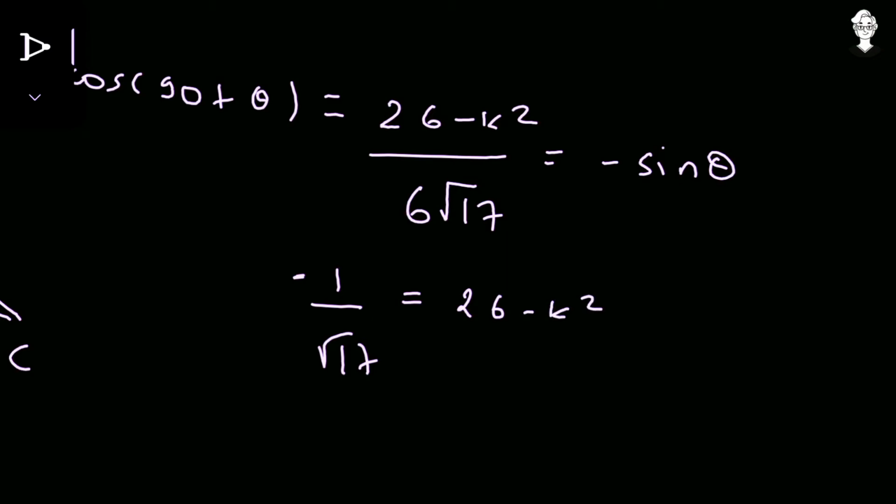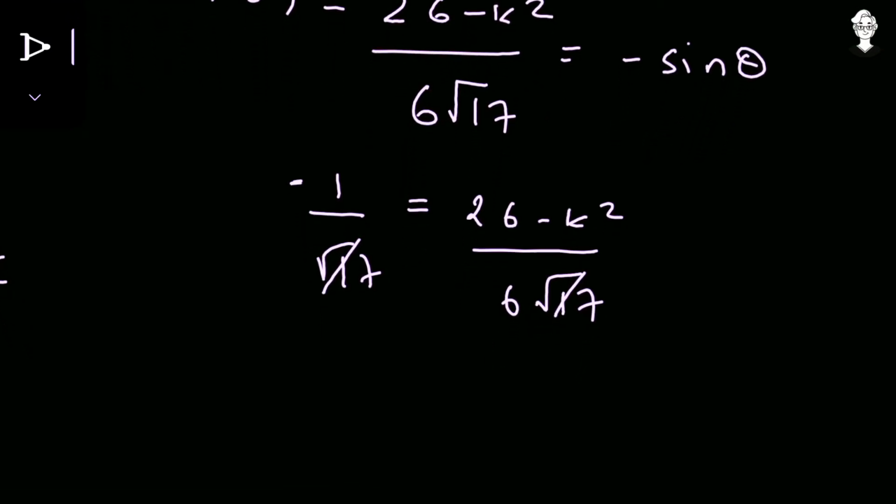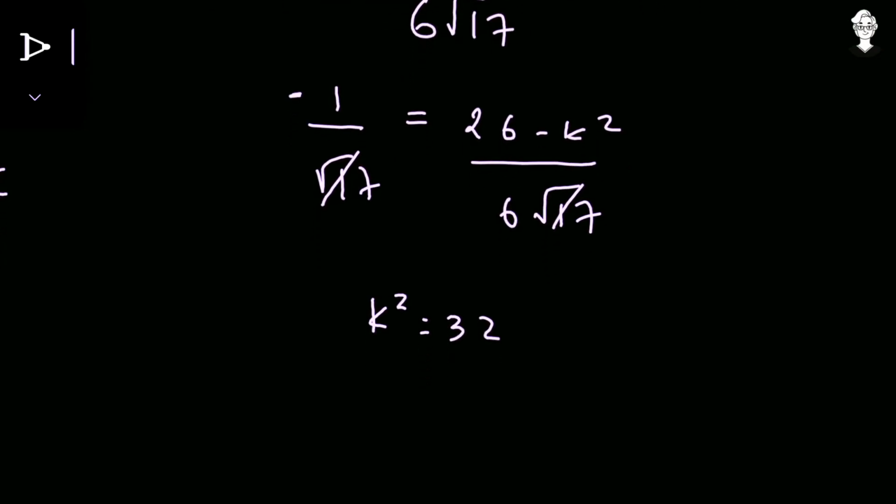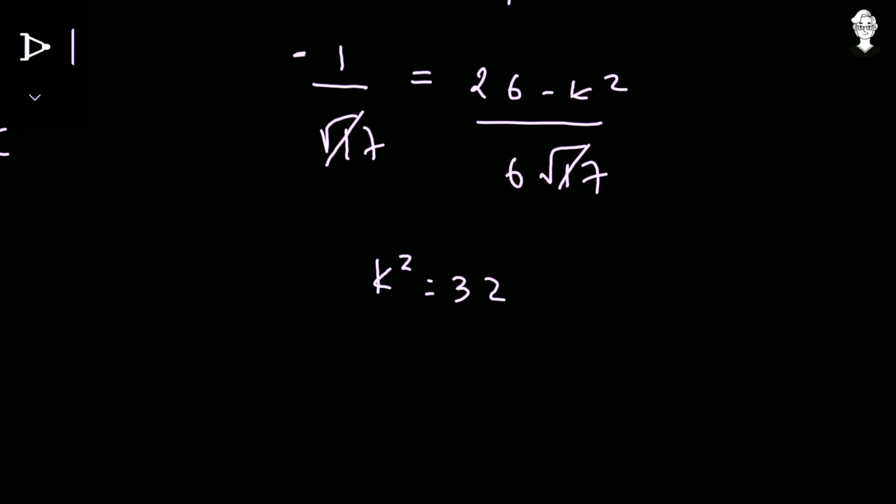and that is equal to 26 minus k square upon 6 times square root of 17. Square root of 17 and square root of 17 get cancelled out. I can do the cross multiplication and simplification so as to get that k square is equal to 32. Taking square root on both sides and simplifying gives me that k is equal to 4 times square root of 2. So this is the value of k.